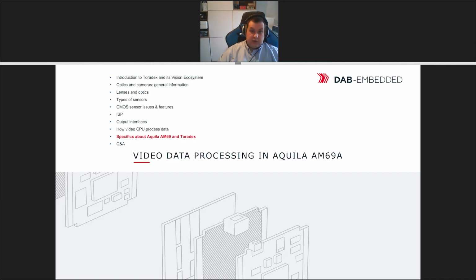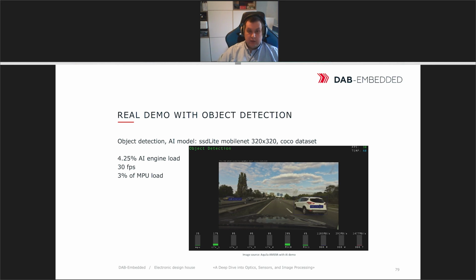If we're talking about the specific Aquila and Toradex platform software part, I will show you an example, a real demo of how it works and the load of the processor during this demo. This is a part of the standard demo provided by Toradex and TI. Running this SSD MobileNet demo on only a single video, you can see it's only about 4.2% CPU load with the AI engine at 30 FPS, and there is no frame drop. This is an object detection demo.